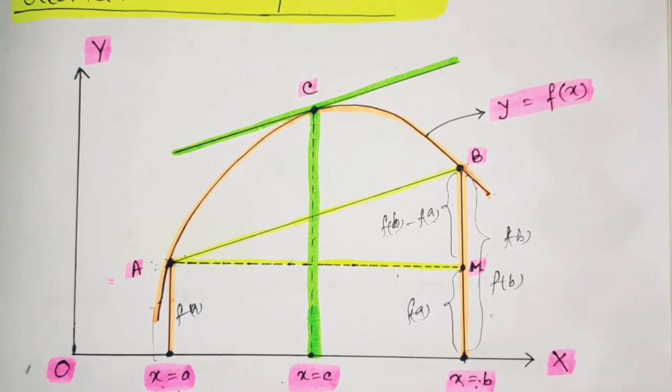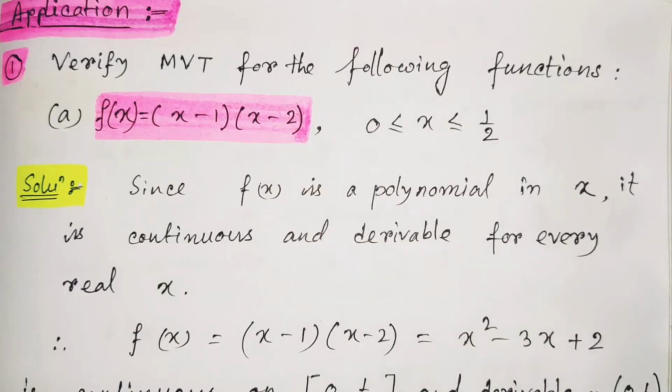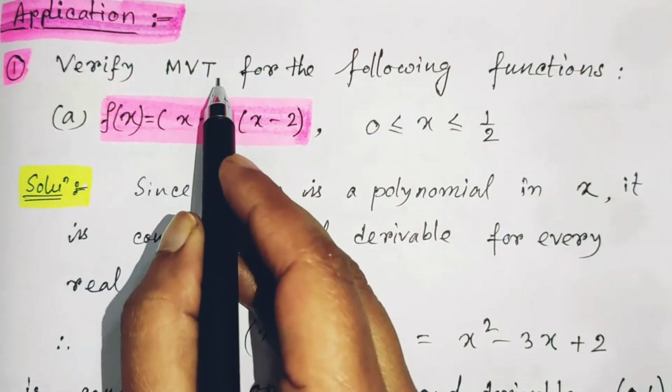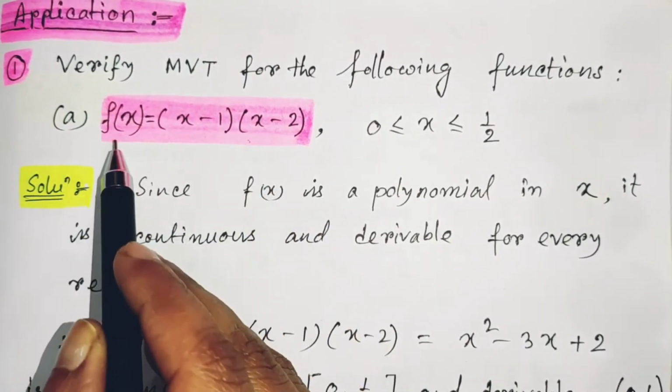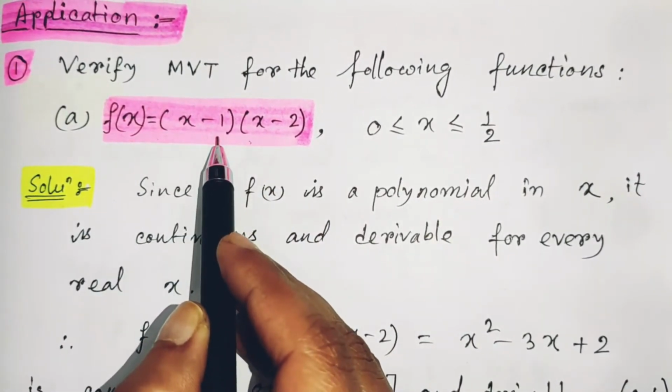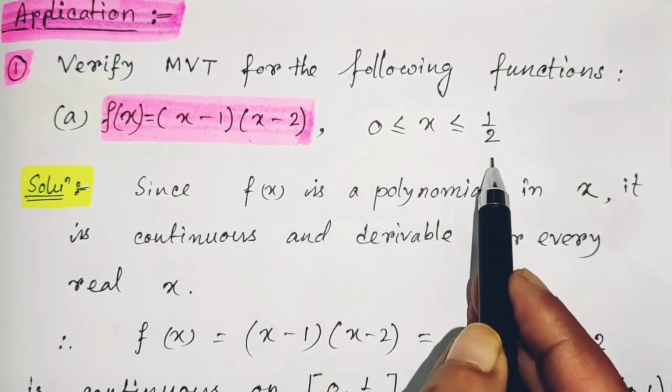I hope you can understand how the Lagrange mean value theorem is applied over a real-time example. Let us apply the Lagrange mean value theorem. This is MVT, mean value theorem, for this function. So what is the function? f of x is equal to x minus 1 into x minus 2 within the interval 0 and half.